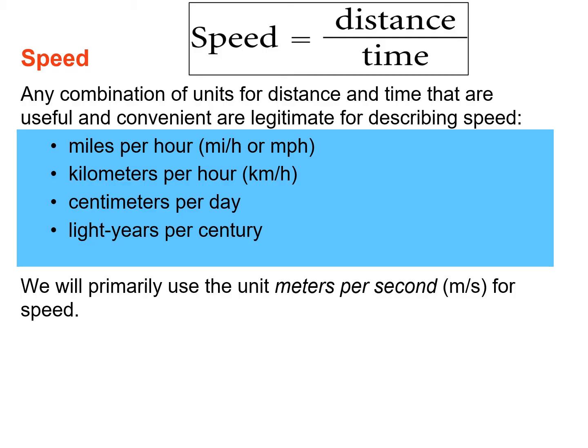One of the things that we're going to have to be very careful about in this course is that whenever we use an equation, it not only has numbers, it also has units of measurement, which I will often just call units. You could have miles or kilometers or centimeters or light years for distance. You could have hours, seconds, days, centuries for time. So there are a whole host of different units that are legitimate for describing speed.